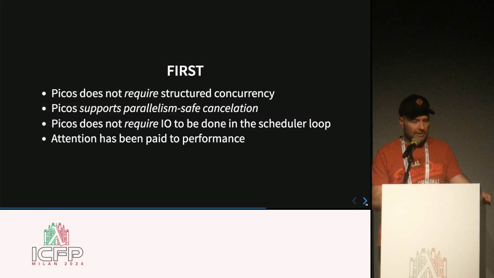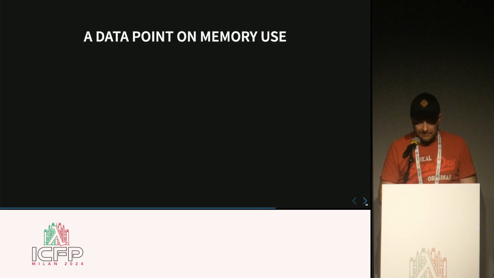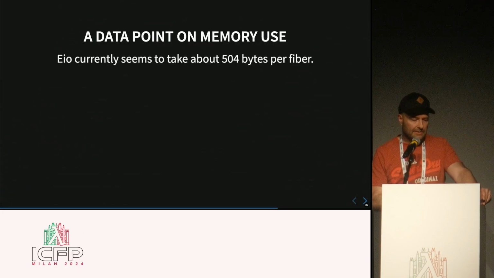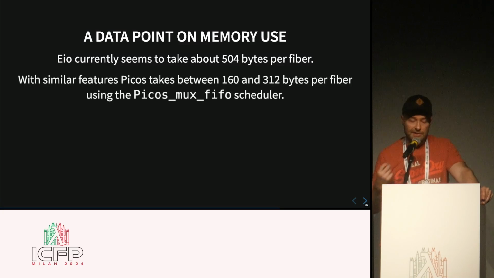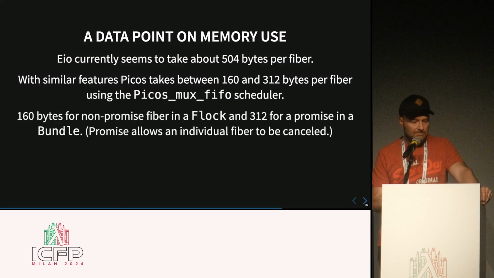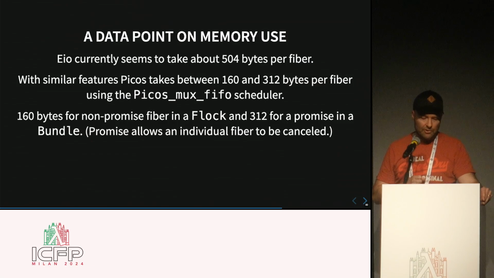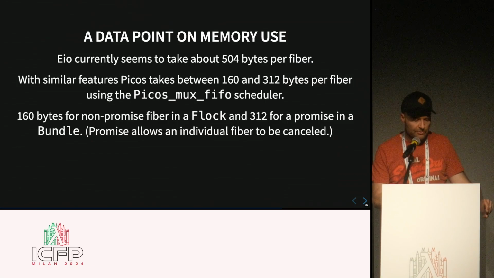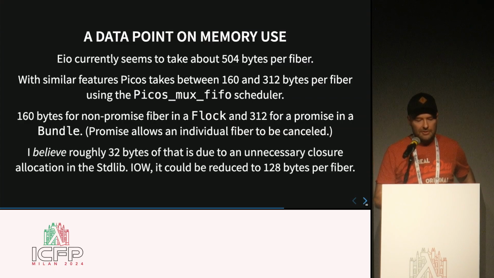And well, I have paid a lot of attention to performance. So first of all, here's a data point on memory use. So as an example, EIO currently uses about 504 bytes per fiber. With similar features, Picos takes between 160 and 312 bytes, so quite a lot smaller. And basically the 160 bytes is probably closer to what is the most common use case. And also, this would actually be a little bit smaller because I think that the standard library allocates an extra closure, which wouldn't really be needed. And so we could get rid of that, and it would reduce that to 128 bytes per fiber.